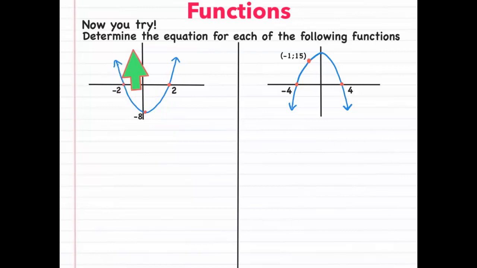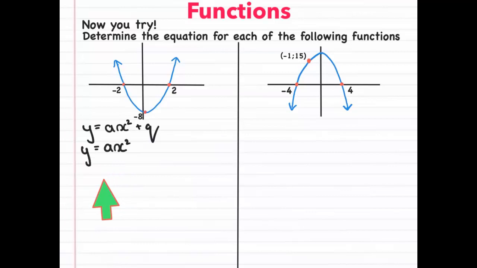Okay, here I go. Determine the equation for each of the following functions. Well, this is a parabola, and we know in grade 10 that our parabola is of the form y equals ax squared plus q. Okay, now I already have my q, so let's put that in. y equals ax squared minus 8. And now I need to calculate a. So I can use any other point except the one that I used for my y-intercept. So any one of those two.